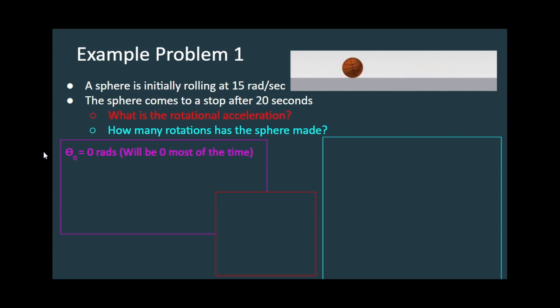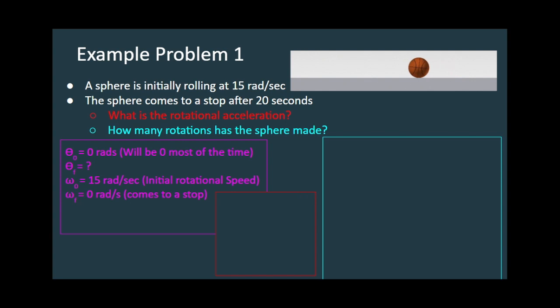So the initial theta, or the initial rotational location of the object, is 0 radians. And this will be the case most of the time, because we can assume that the object is just starting at 0 degrees. Our final theta is unknown because we don't know when this object stops, what angle it has stopped at. Our initial omega is going to be 15 radians per second because that's the initial rotational speed, which is given to us in the problem.